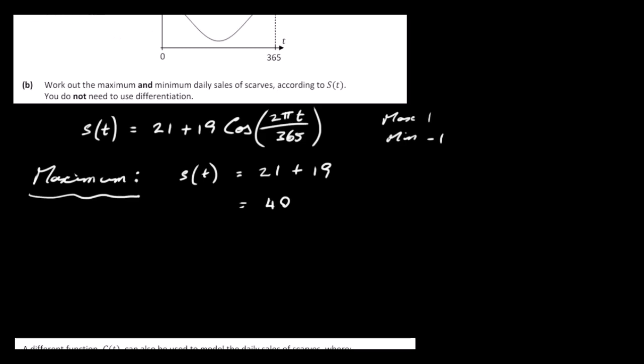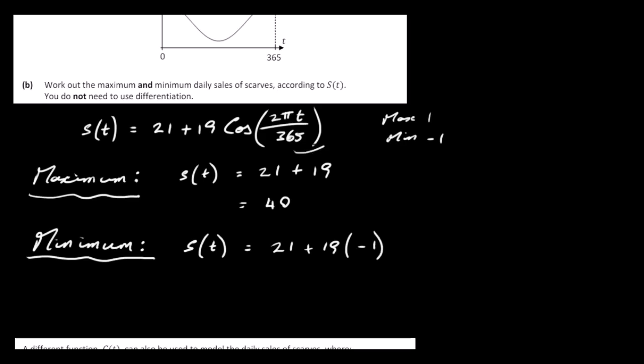So the minimum here, s of t is going to be 21 plus 19 times minus 1. The minimum that the cosine part of the function can be is minus 1. So that just becomes 21 minus 19, which is 2 scarves. And that's really it. So let's move on.